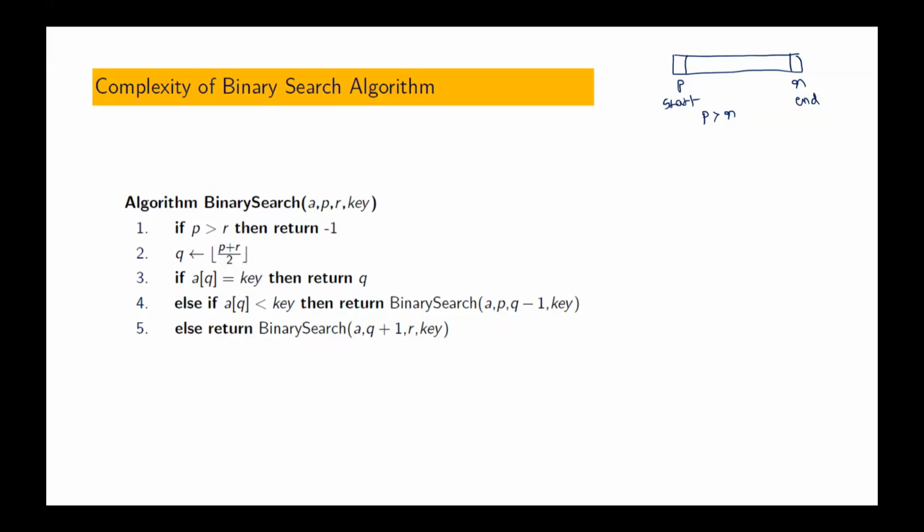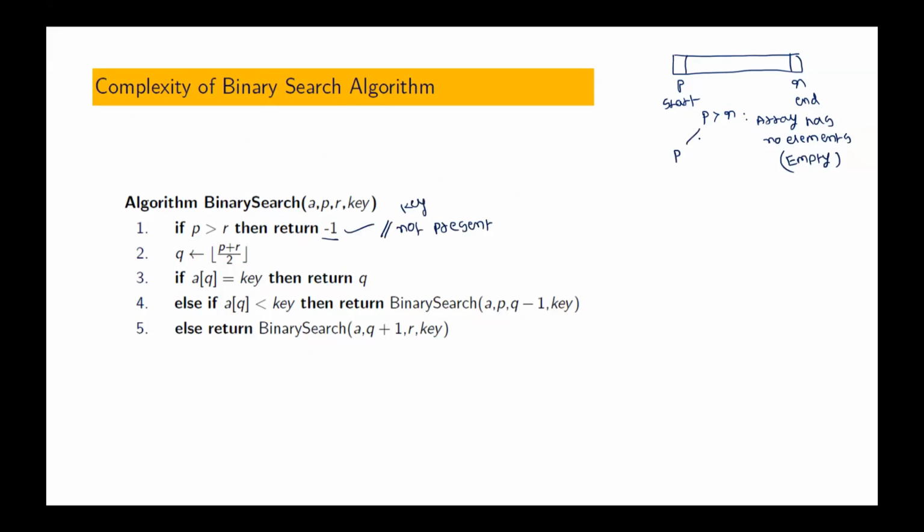Is that correct? Yes, sir. Because if P is greater than R, the array has no elements at all. That means it is empty. That is the meaning, no? Okay. If P is greater than R, then we simply say it is -1. Key is not present. So this is the not-present case. Otherwise, what does it mean?